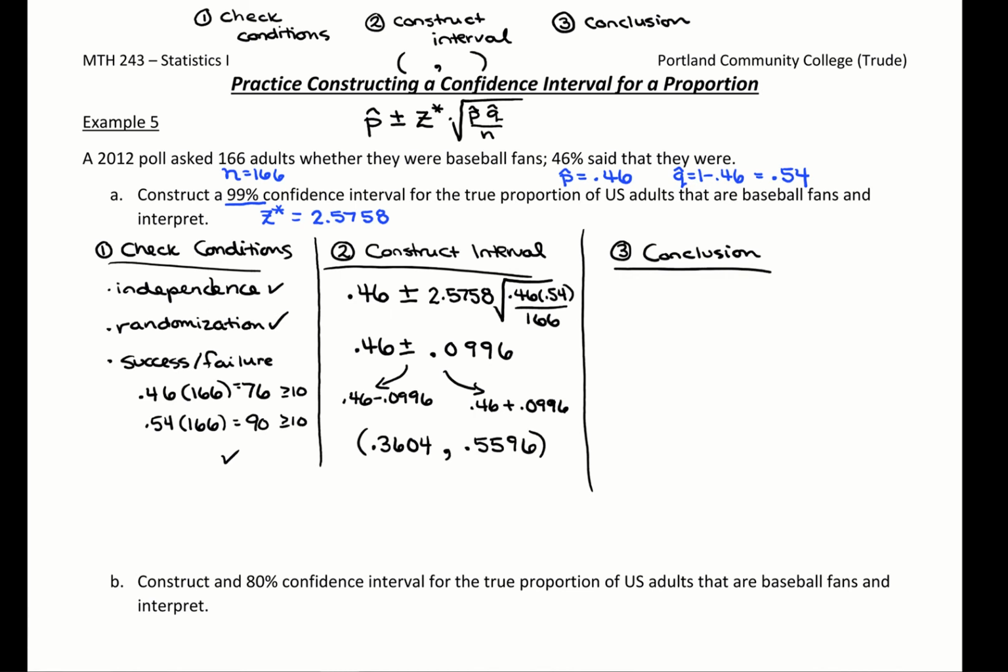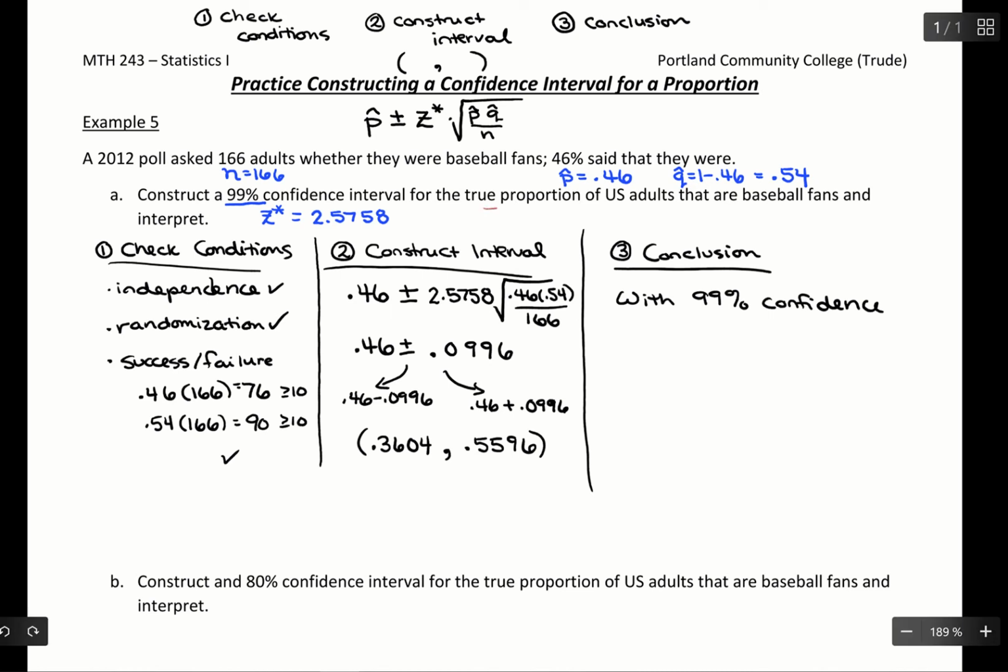So where we could start for our conclusion is just starting with our confidence level. We found this interval with 99% confidence. So you could say with 99% confidence. And then we want to relate this range of values to our population proportion. So our sample proportion is this proportion of 166 adults who were baseball fans in 2012. What we want to do is talk about the proportion of all US adults.